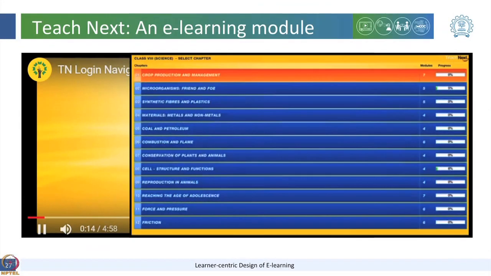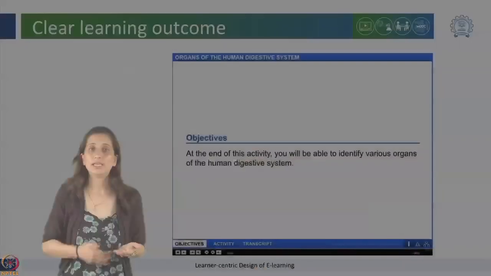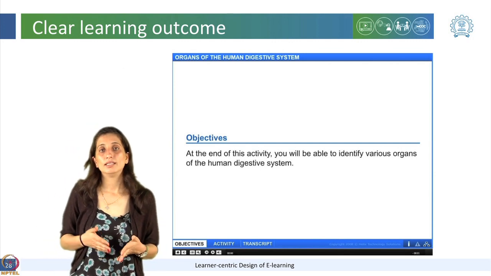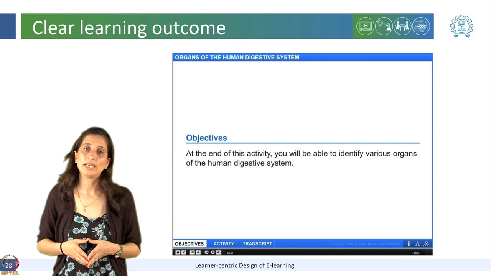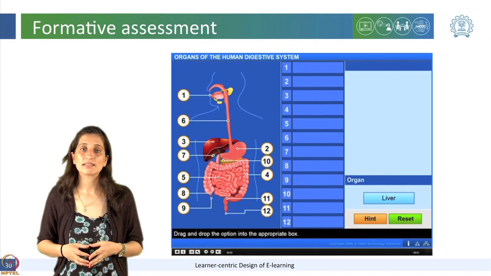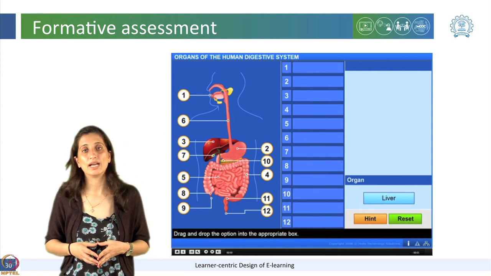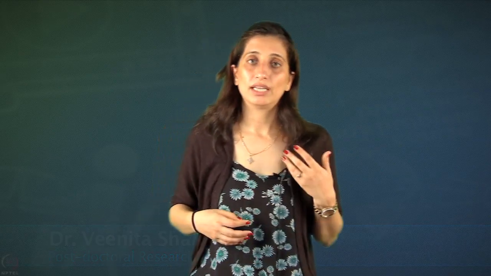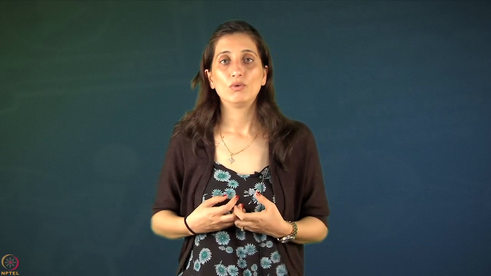Here in this module, once we make the choice of subject and choose the topic of study, it takes us to the intended learning outcome, which here states that the learner should be able to identify the various organs of the human digestive system after going through this learning session. Following this, the learning activities involve explanation of functions of each of the organs of the human digestive system with appropriate visualizations. At the end of this explanation, there is a recap which summarizes all the important points covered in the activity. One of the formative assessment tasks here involves the learners identifying the organs of the human digestive system with some hints provided to them. As we saw here, this was an example from an e-learning platform where learning outcomes, learning activities and assessment were well aligned with each other.